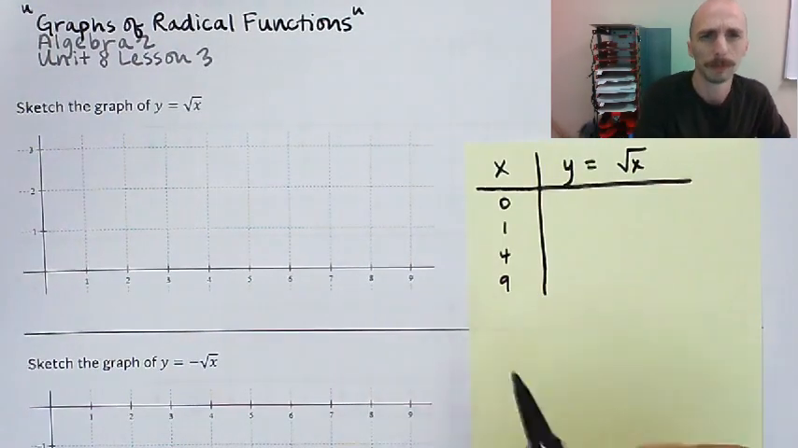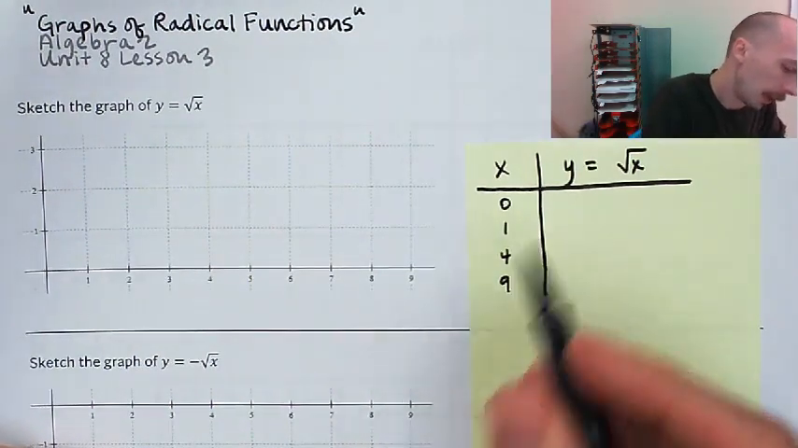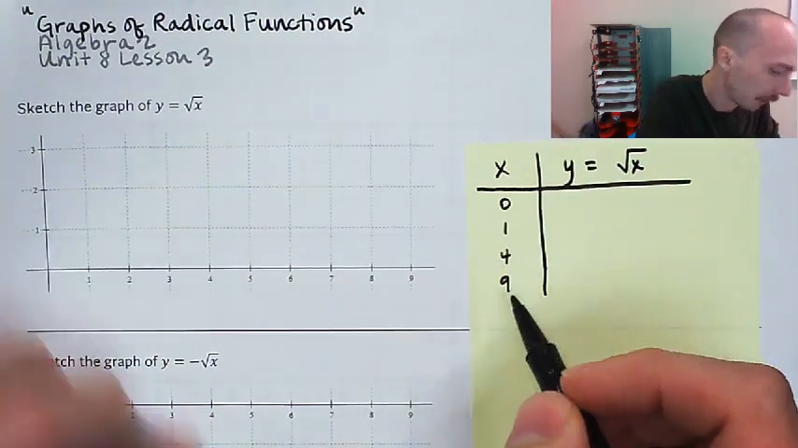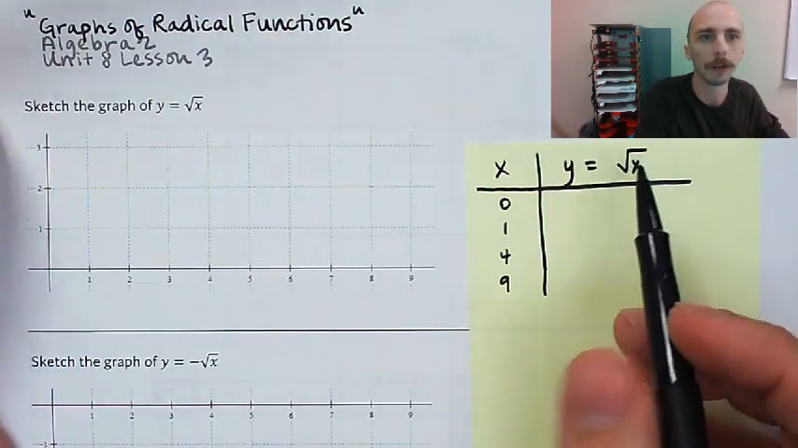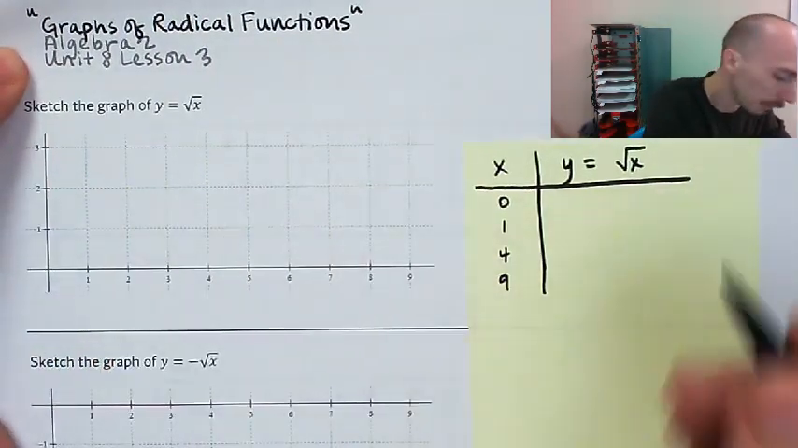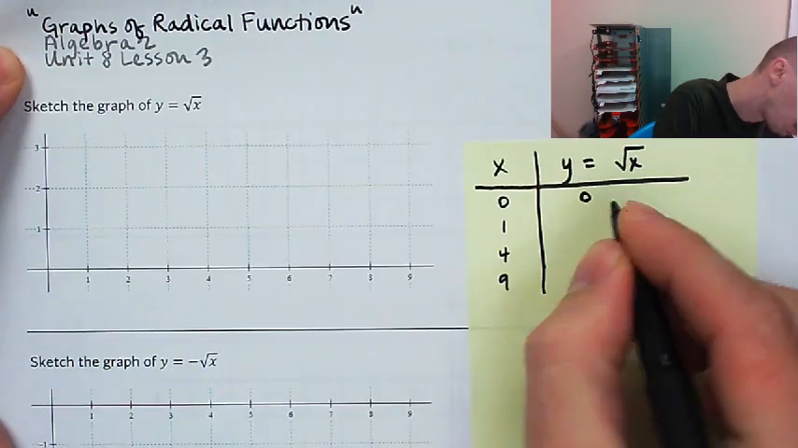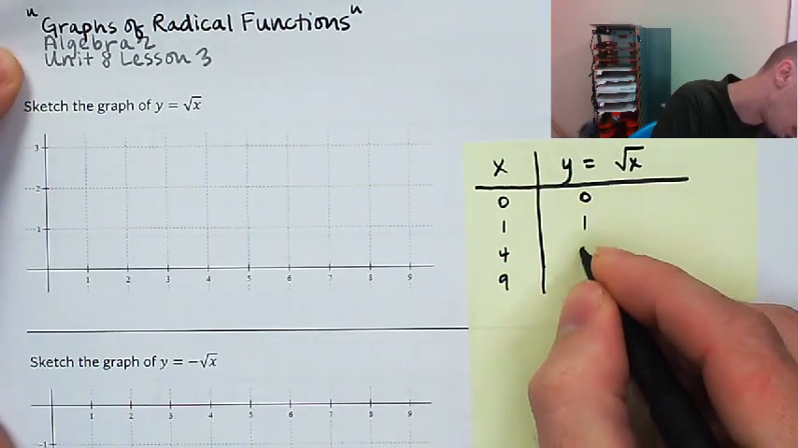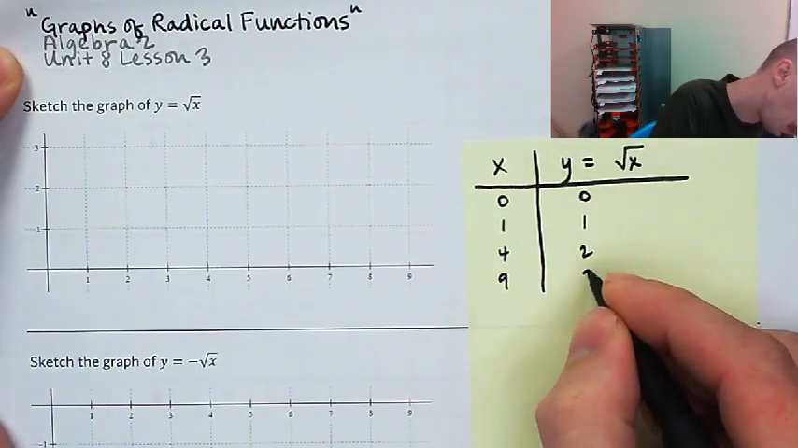But you don't need to see me dig up some paper and make a t-chart. I'm going to plug in x equals 0, 1, 4, and 9, because these are numbers I know how to take the square root of and get an integer back, and I'll be able to actually plot on grid points. So the square root of 0 is 0, the square root of 1 is 1, the square root of 4 is 2, and the square root of 9 is 3.